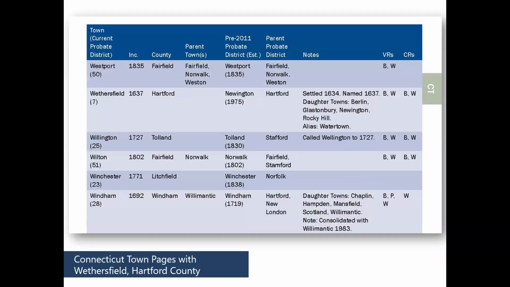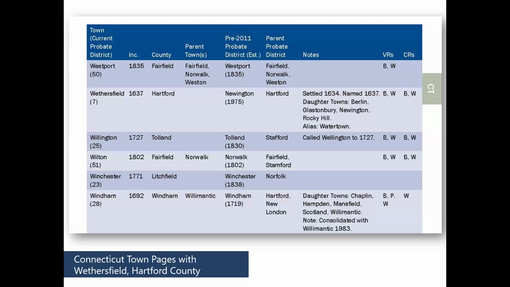Here you can see the Connecticut town page. Second from the top, we have Wethersfield, which was incorporated in 1637. It's in the county of Hartford. And underneath the name is the current probate district, should you be looking for people in the 20th century.